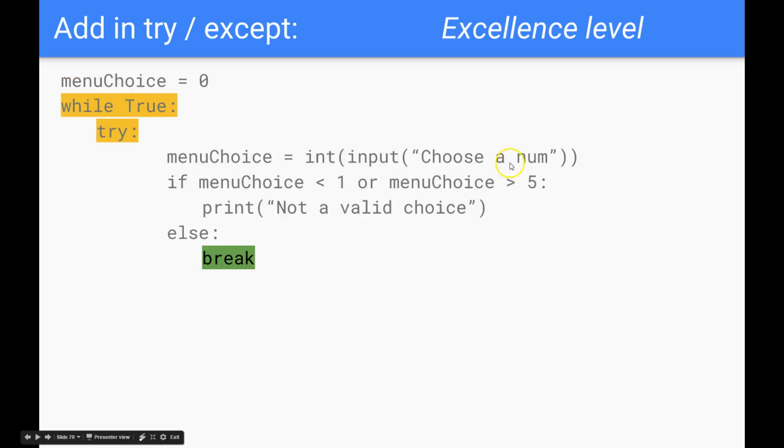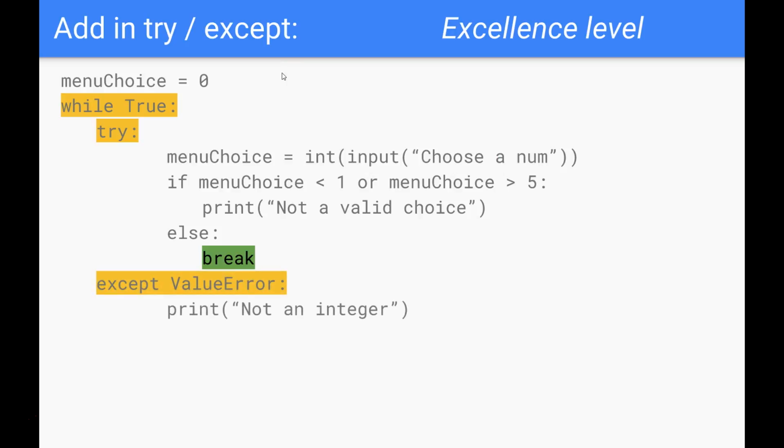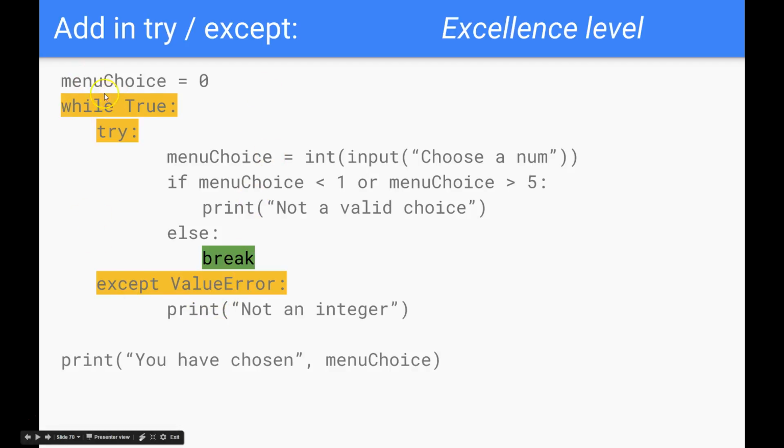So if this is not a valid choice up the top, we're going to go down to this ValueError section and print that it's not an integer. Then of course it would go back up to the top of this loop again and repeat until they type in something that is appropriate. So this is going to check both that it is an integer and that it's within the appropriate range.